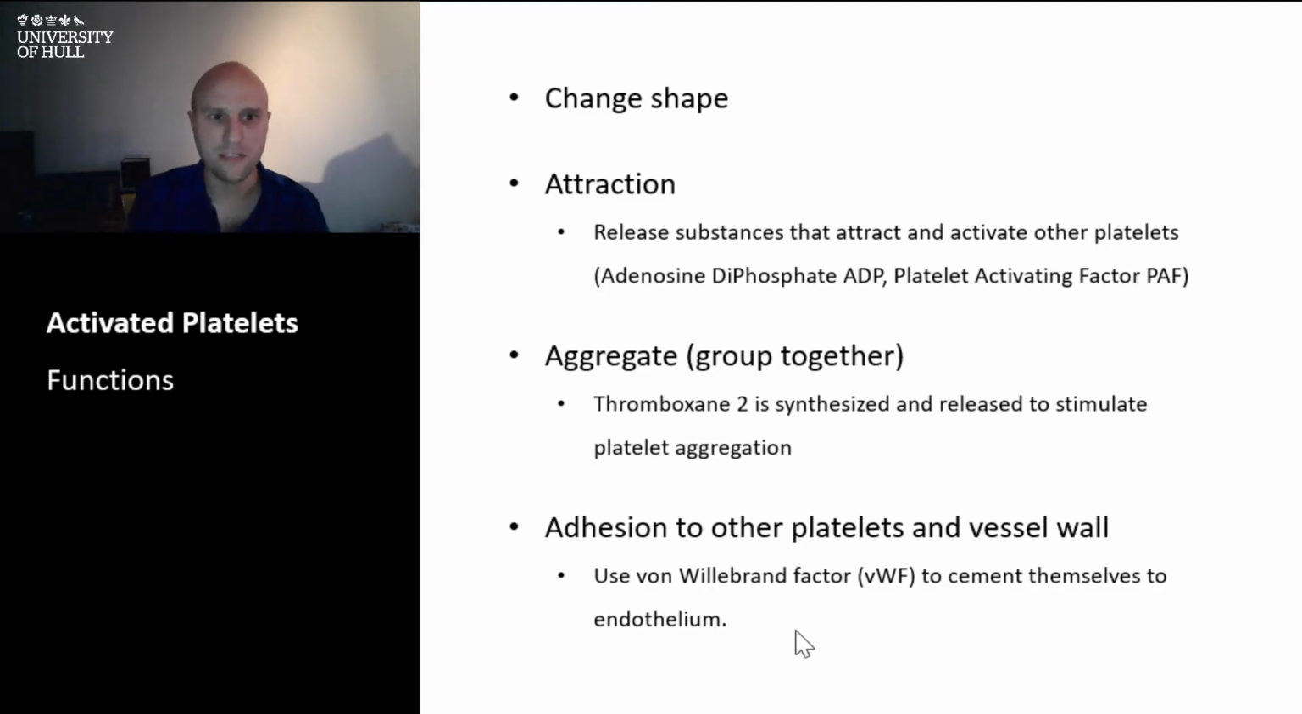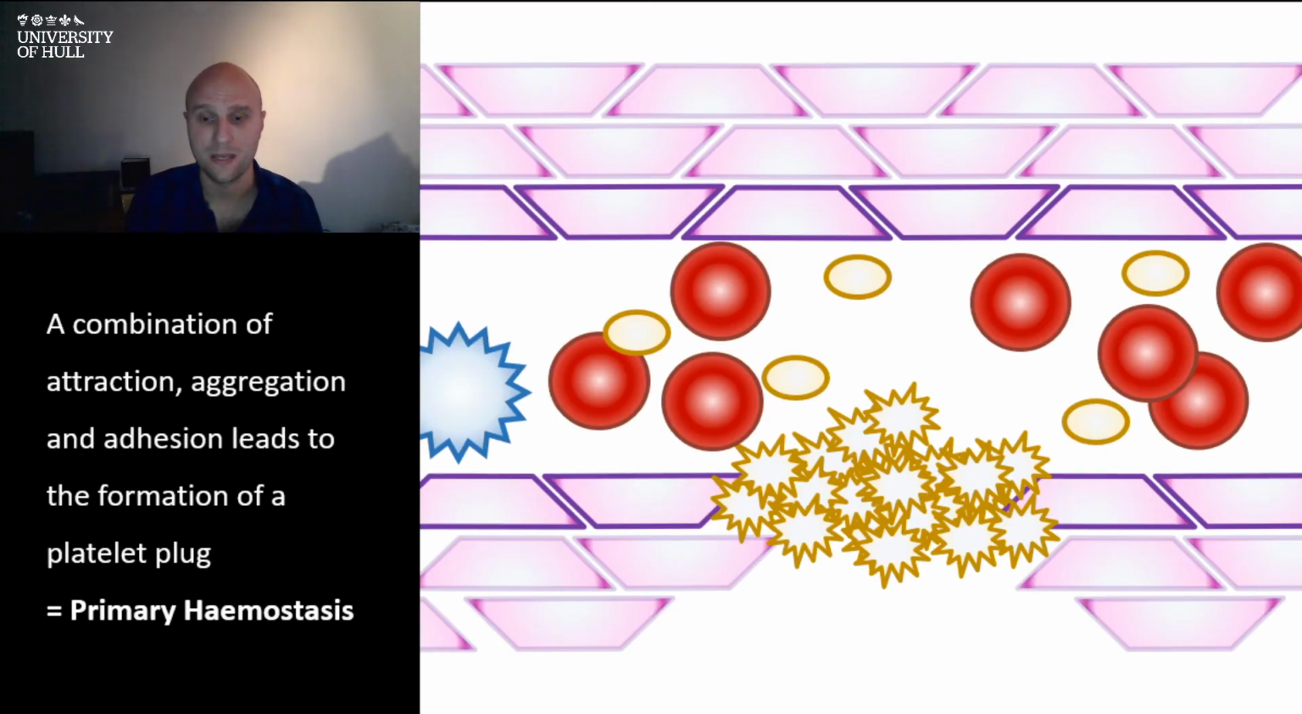So very briefly, to sum up where we are so far, the activated platelets will change shape. They'll begin to attract other platelets and begin to aggregate, so stick together, group together with those other platelets, and that clump of platelets will then stick to the injured blood vessel wall using von Willebrand factor to cement themselves there. Now, this is just the picture summing that all up. So we've got our platelet plug formed, and we refer to this first part of haemostasis as primary haemostasis, the formation of that platelet plug.